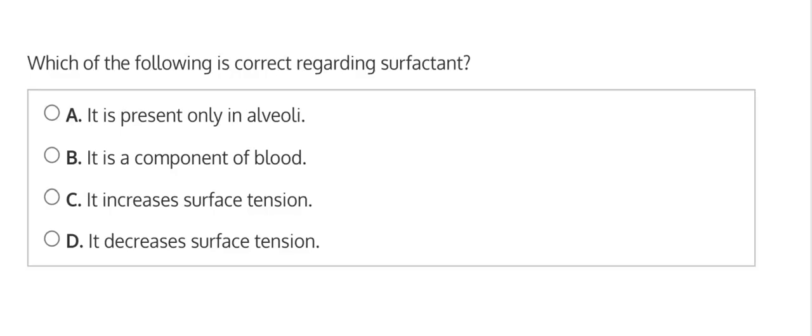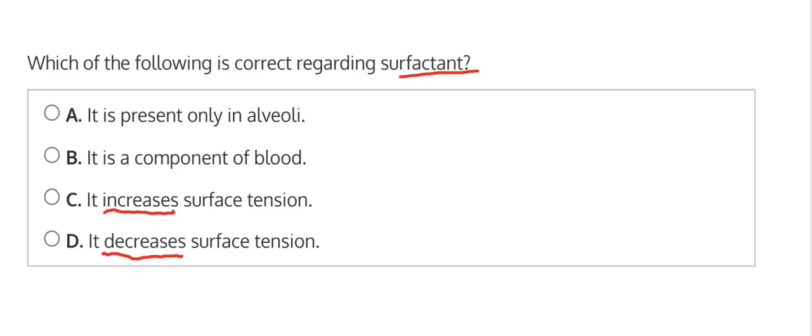Which of the following is correct regarding surfactants? And looking at these choices, a good test-taking strategy that you could use for this question, but won't always work, is that if you look at options C and D, notice that one of them says that it increases surface tension, and the other one says that it decreases surface tension.